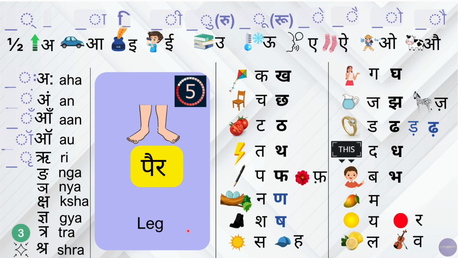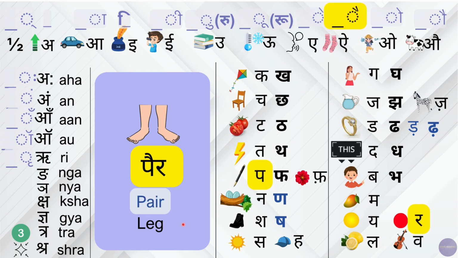This word means leg. P as in pen, R as in red. And when we add the add-on symbol pair as in pair of socks to P, it makes the sound pair. So the word sound is pair. Pair. Next word.